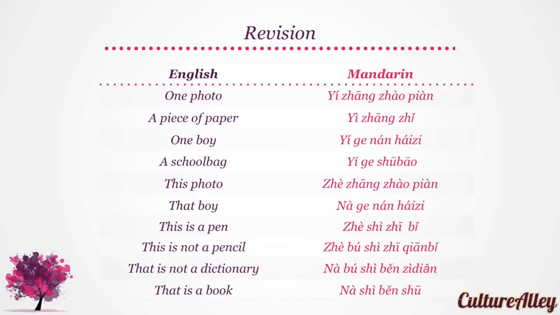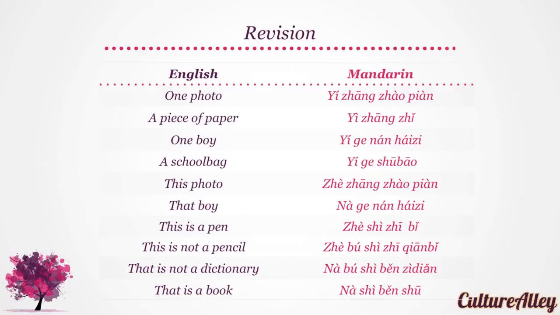Great! Now let's take a look at the phrases we learned throughout the last lesson. One photo translates to 一张照片, and a piece of paper becomes 一张纸. One boy becomes 一个男孩子, while a school bag translates to 一个书包.